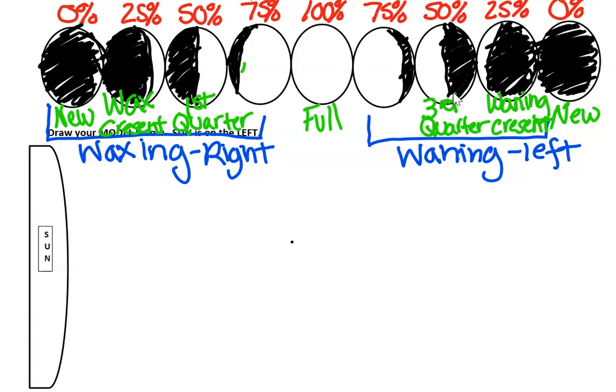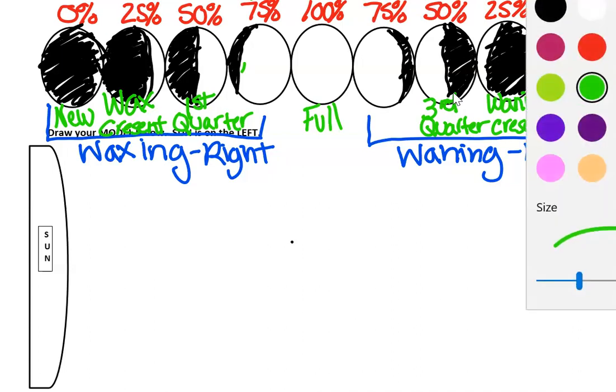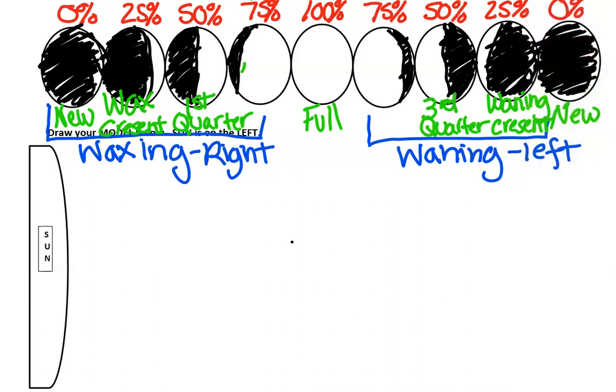So now you have your moons in order here. They're in order from 0 amount up to 100 and back down to 0, where we start again. Now, this is how we perceive the moon from Earth. At the bottom, what I'm going to show you is where we would see these moons if they were out in space.